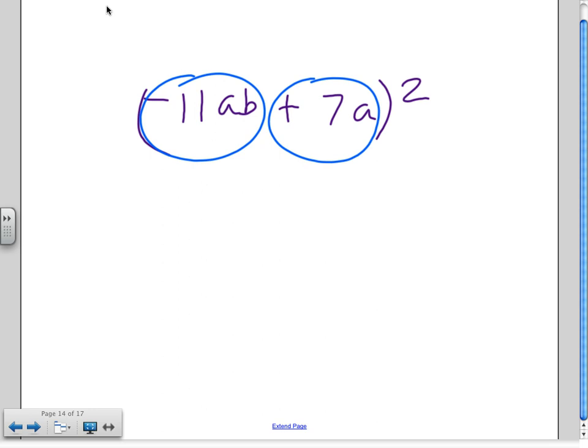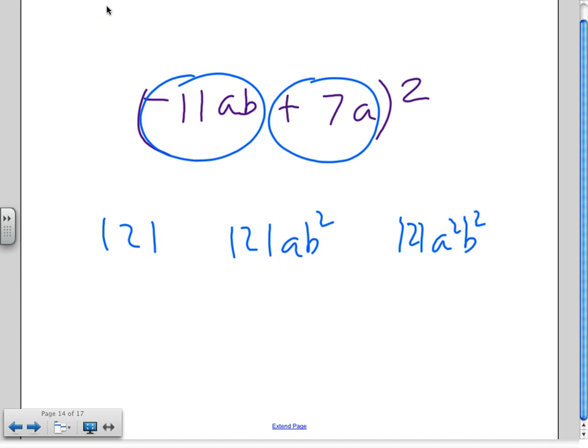It's 121. So this whole thing squared is just that one? What is it? 121ab squared, right? No, it's not negative. So I got several answers. One said 121. One said 121ab squared. And the other one is 121a squared b squared. Which one's the correct one then? None. None? Why? What happened?